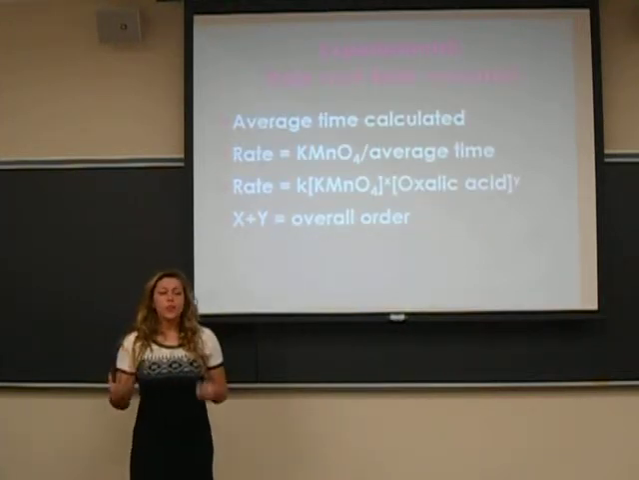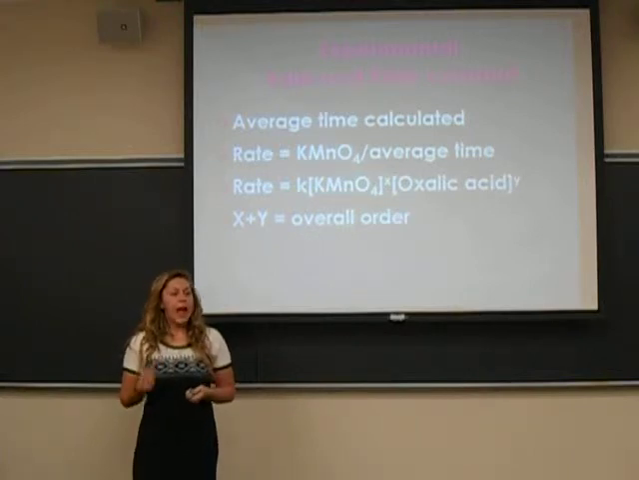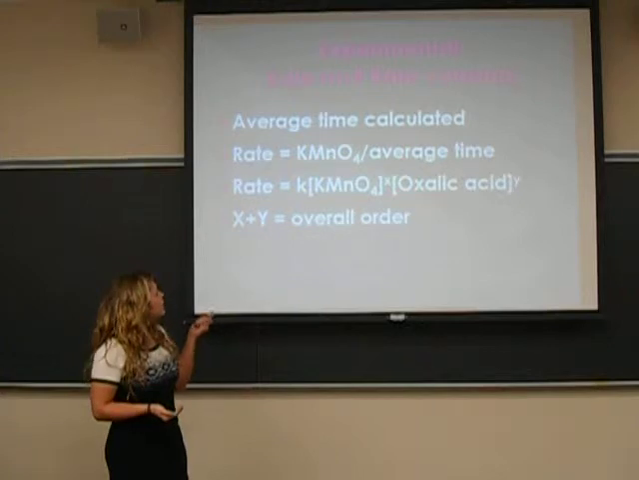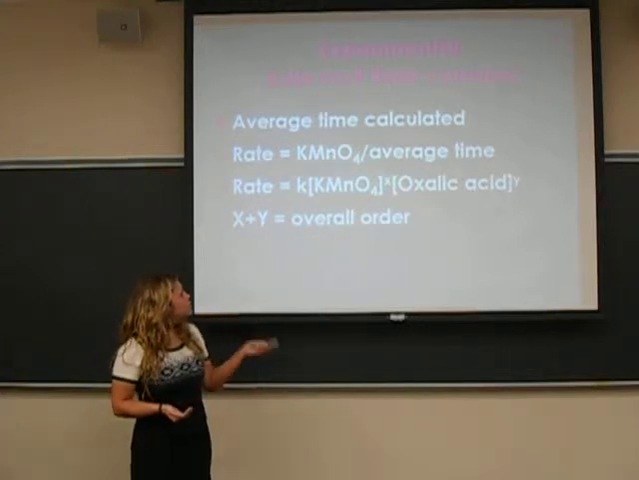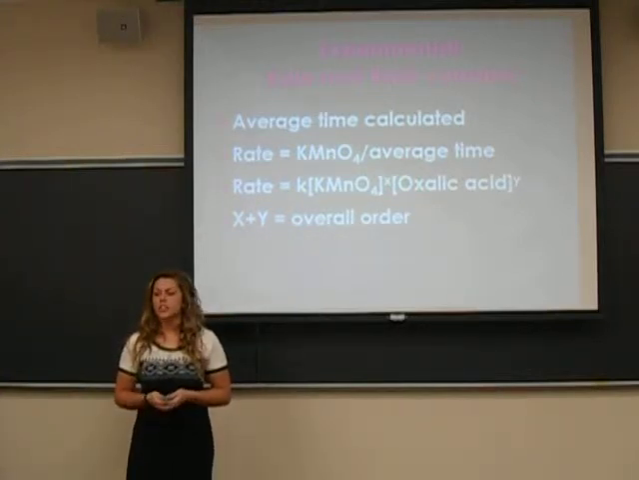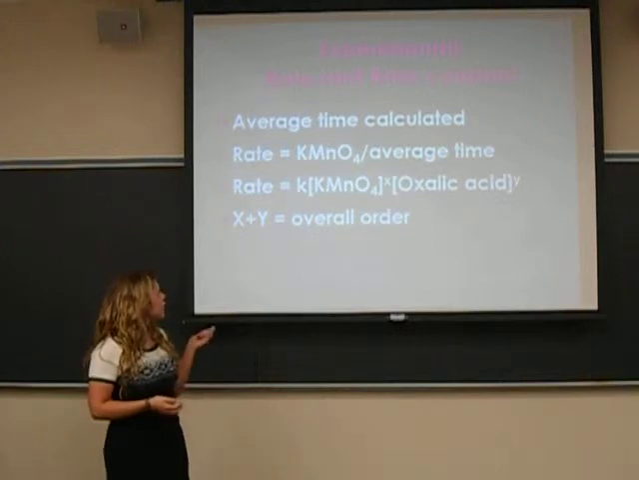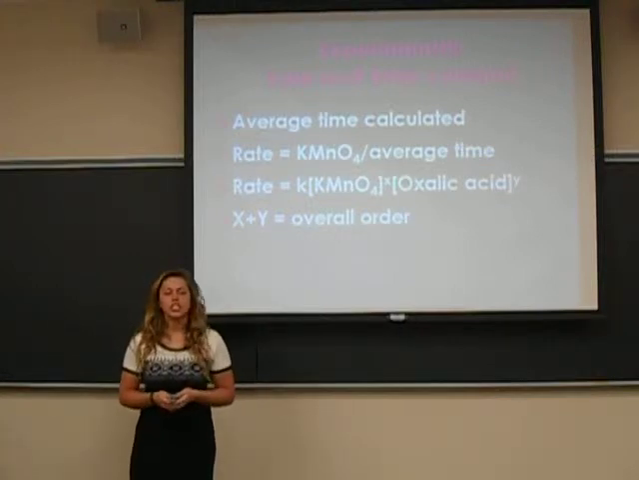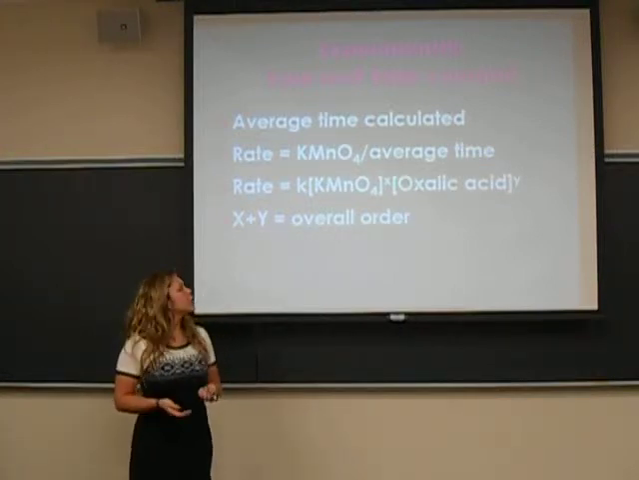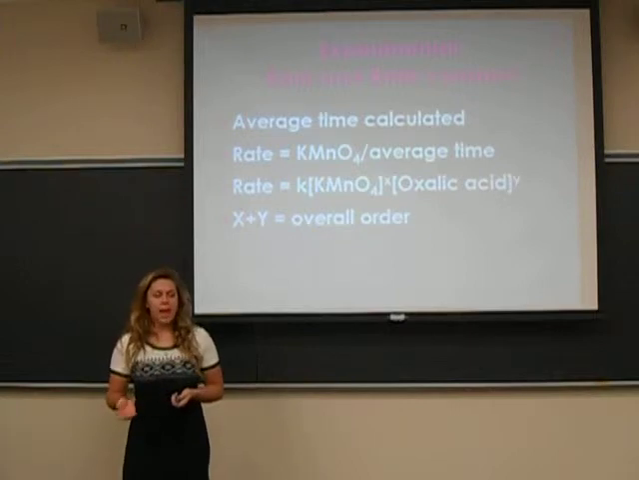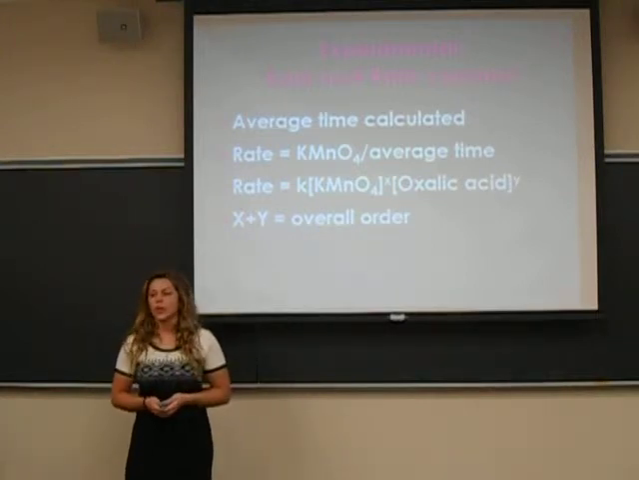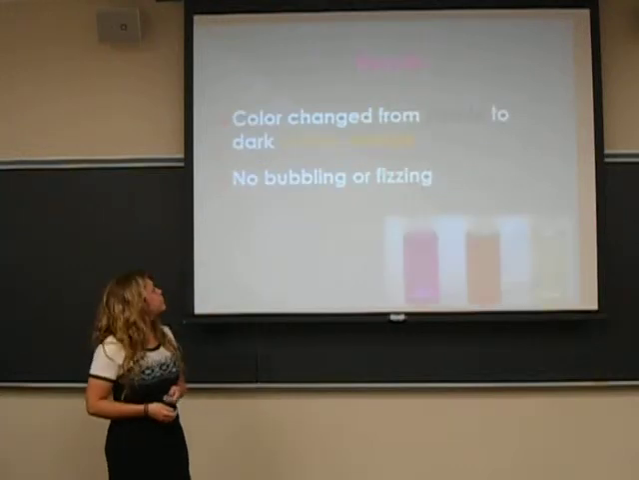So these are just some of the formulas that we used. We calculated the average reaction time in seconds. We also used rate equals the initial concentration of permanganate divided by the average time. And we also found the rate constant from rate equals k times the initial concentration of permanganate to the x order times the oxalic acid initial concentration to the y order. And we calculated the overall order from x plus y.